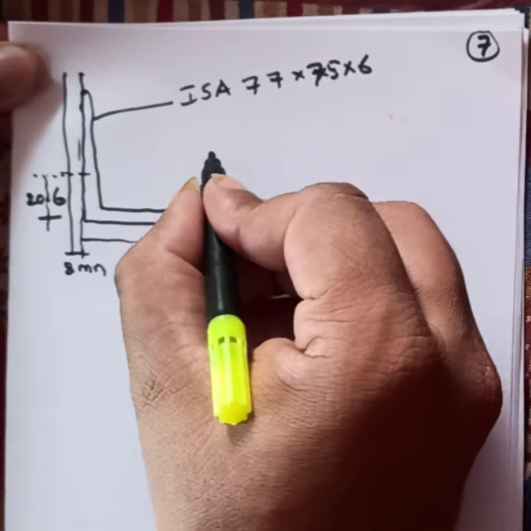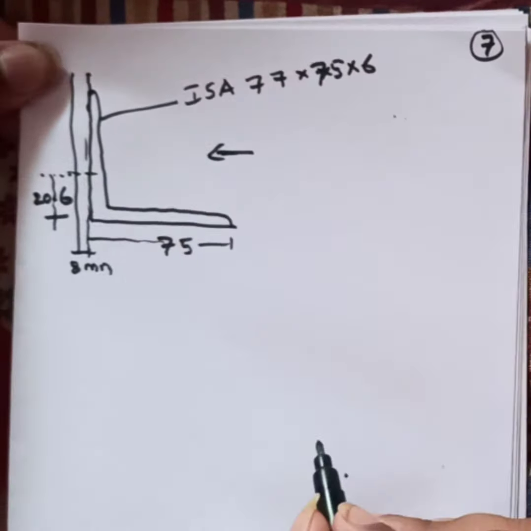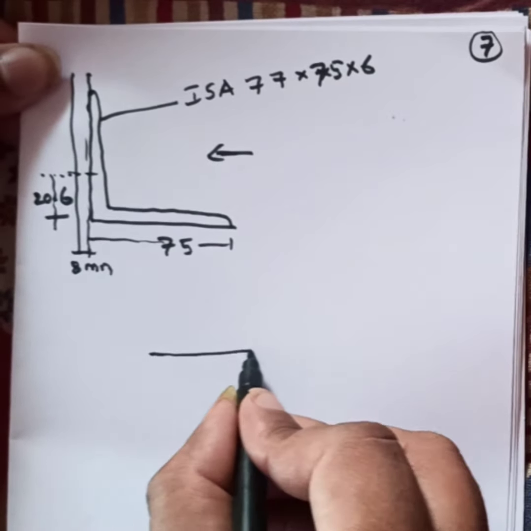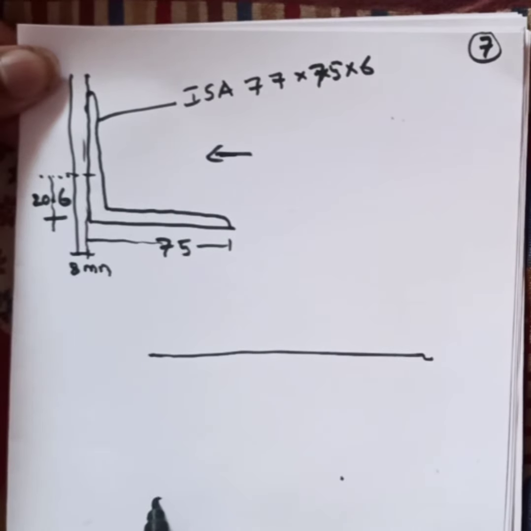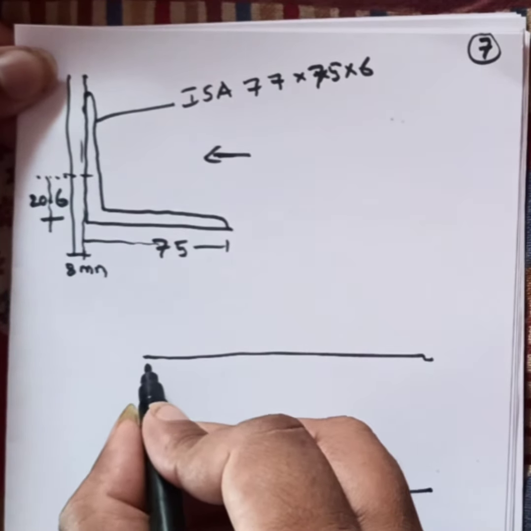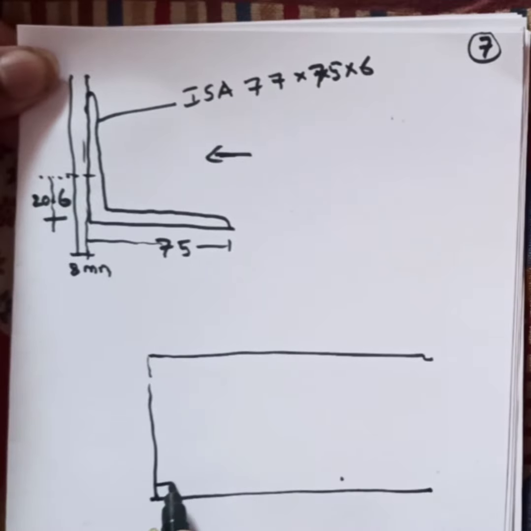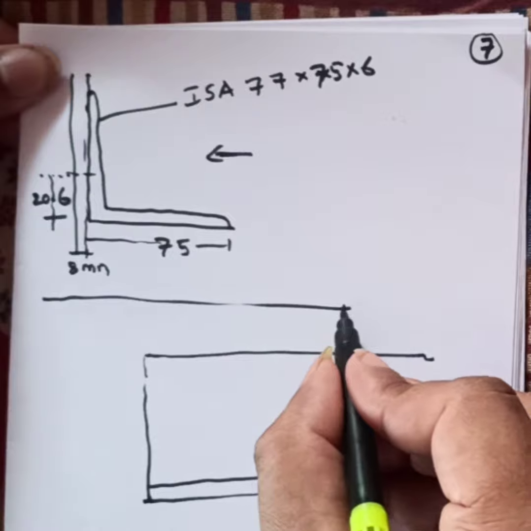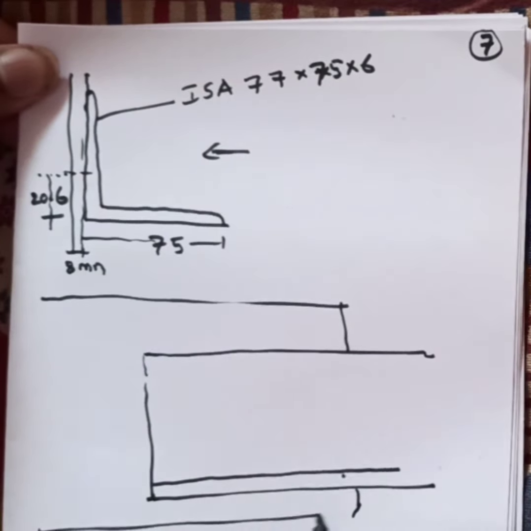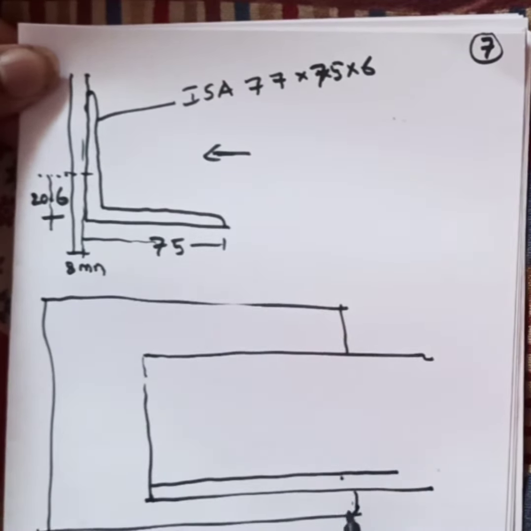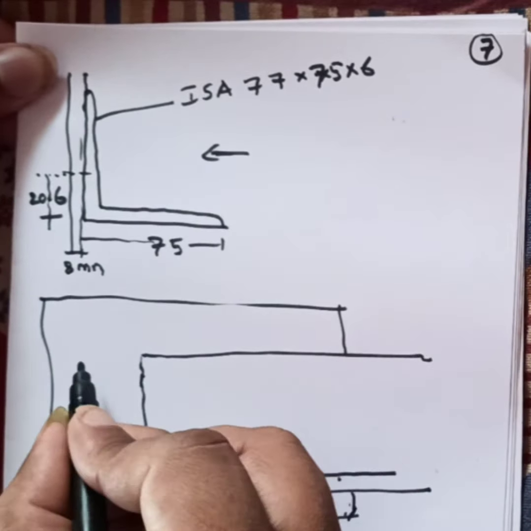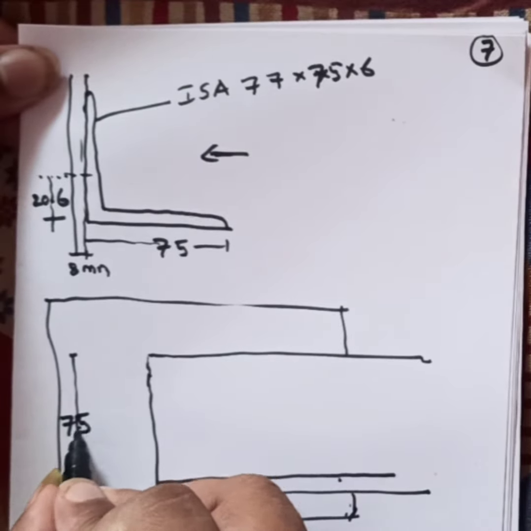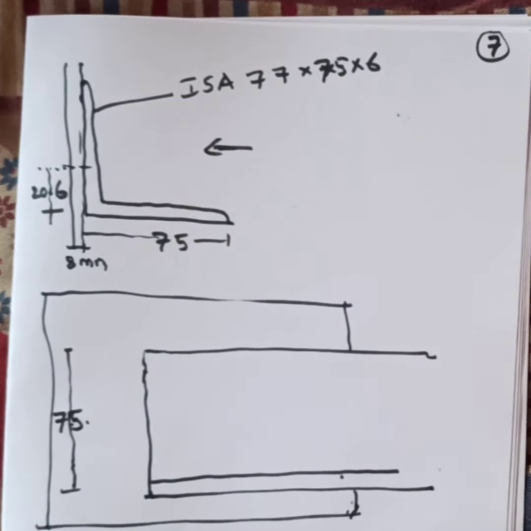Okay, now if I see it from this side, it looks like this. This is the thickness of one leg which I am seeing here, which is connected to a gusset plate. So this side is 75 mm, 75 mm. Okay.